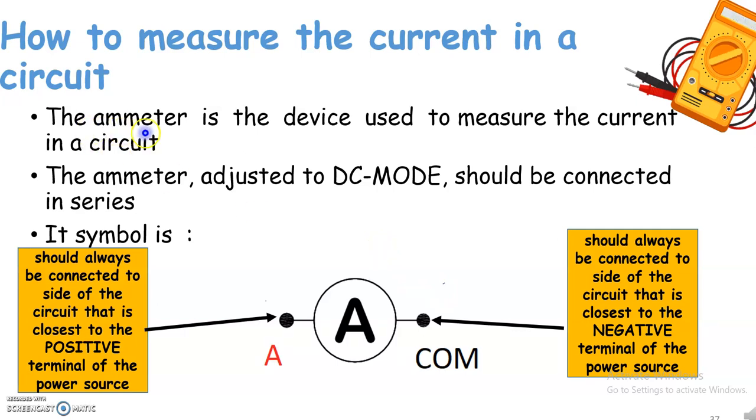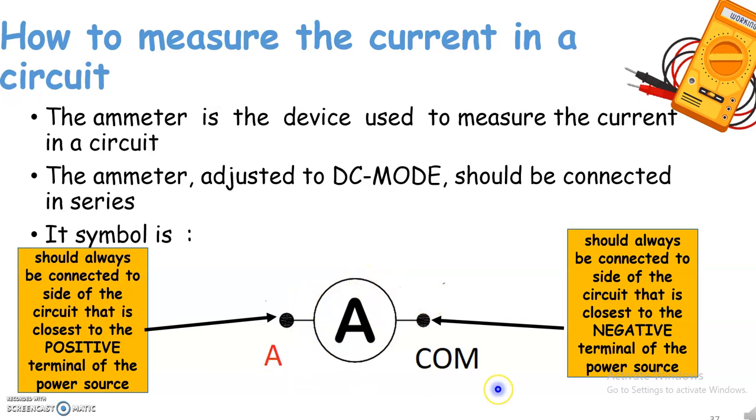The ammeter is the device used to measure the current in the circuit. The ammeter is adjusted to DC mode. I will explain this sentence in detail in the next slide. The ammeter should be connected in series. The symbol of the ammeter is this one.